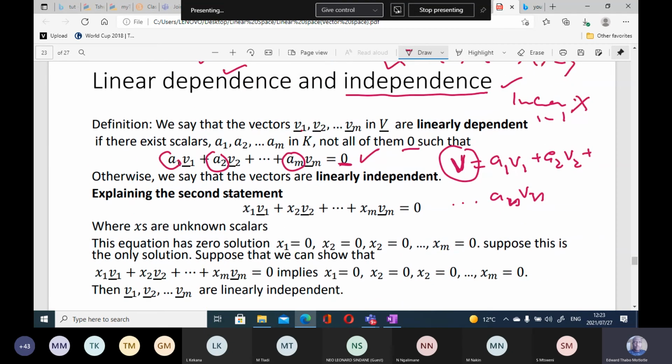Now for linear independency, all of them must be zeros. And then I'm done. I don't even have to read this English. For linear independency, A1, A2, and AM, all of them must be zeros. If all of them are zeros, then we conclude that the given vectors are linear independent. I hope you understand that.